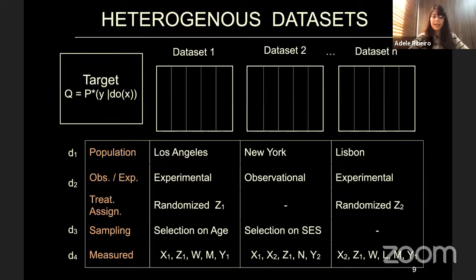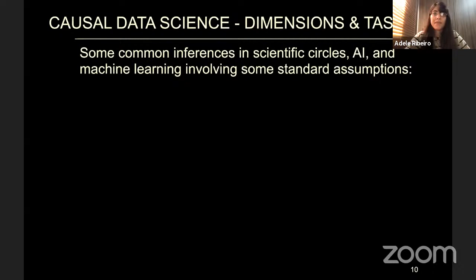So with these causal data fusion dimensions in mind, I would like to start with some common inferences in scientific circles, AI and machine learning that involve some standard assumptions. I would like to connect those data fusion dimensions with the tasks that we've been working on. The first one is the one that we know a lot.